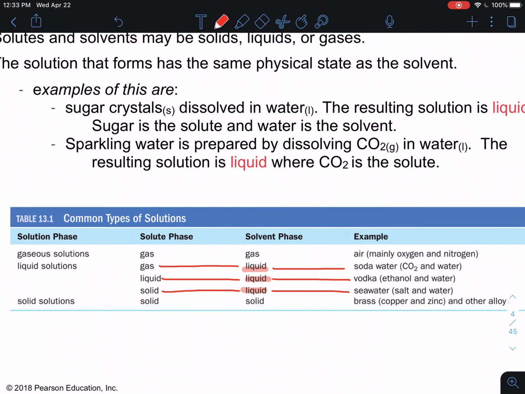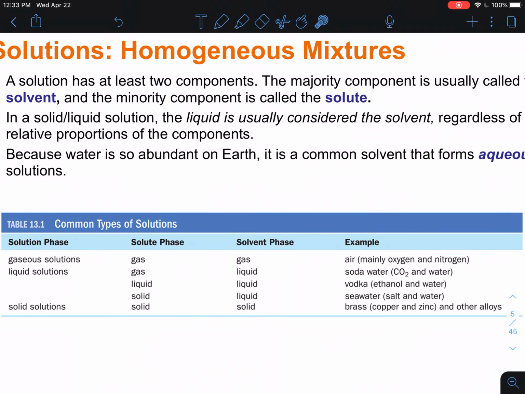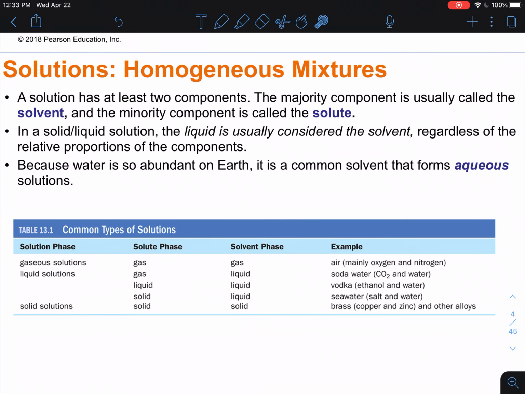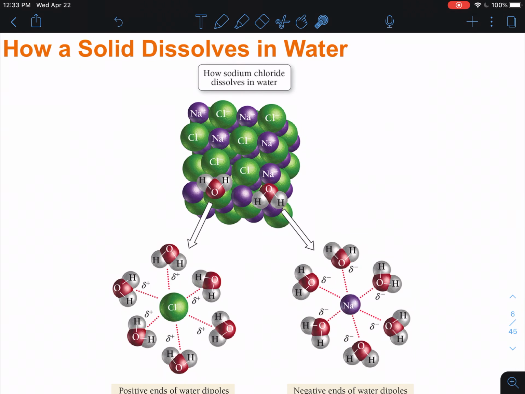You can also have solid solutions where you have a solid dissolved in a solid. Brass is an example of that. It's a solution of copper and zinc and other alloys. Okay, so you can have gas, liquid, liquid, solid, and solid. This is a repeat slide, so I'm just going to skip it.